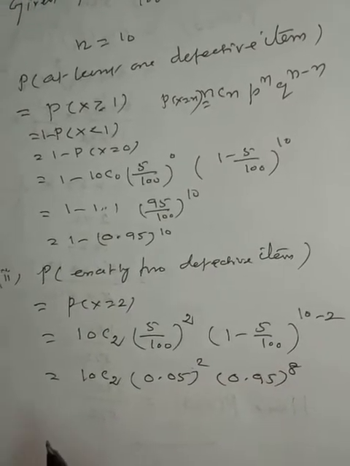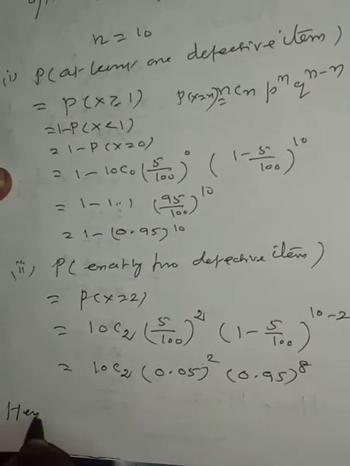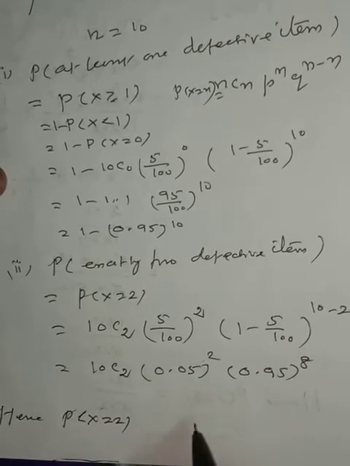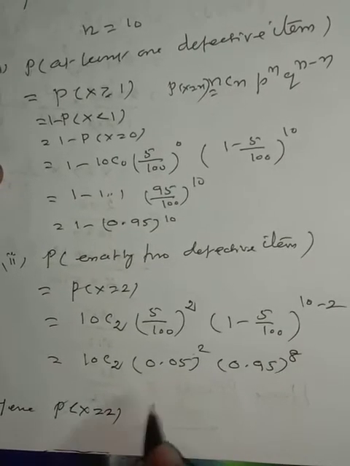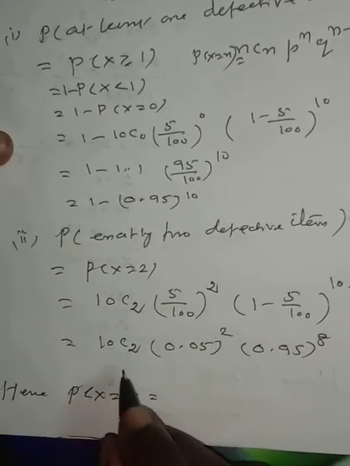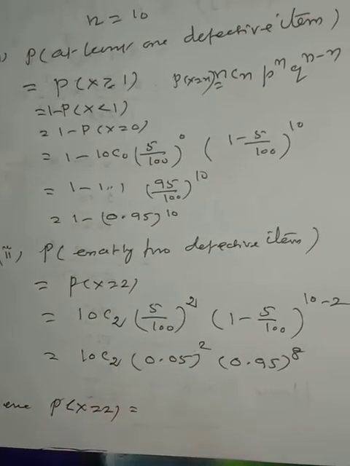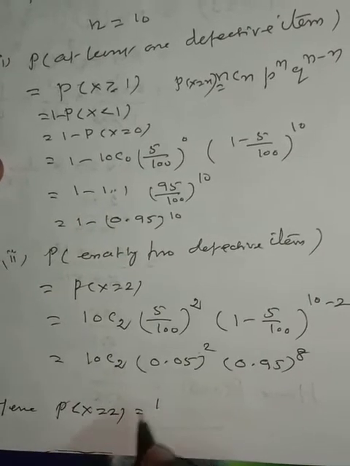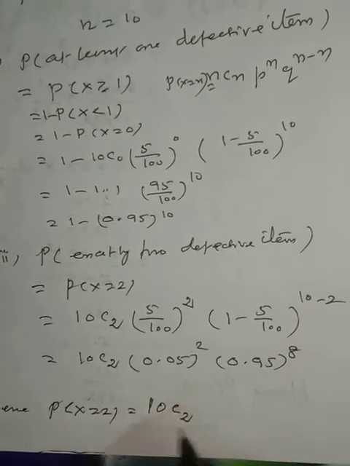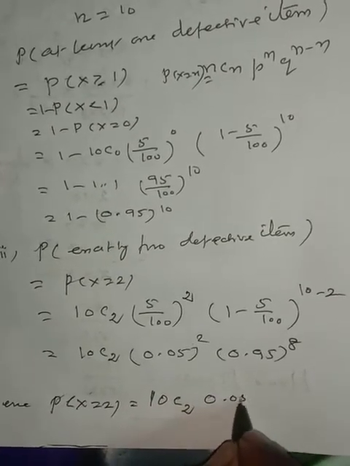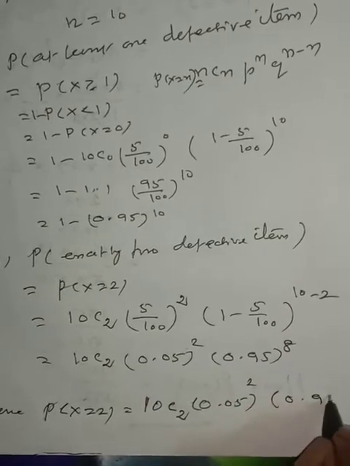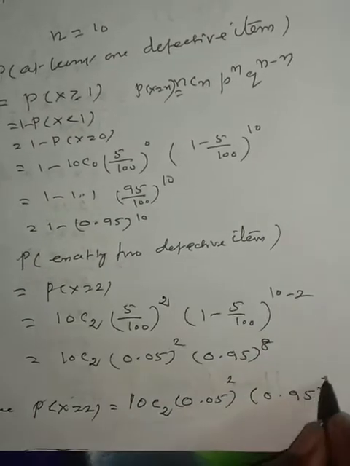Hence, P of x equal to 2, meaning exactly two defective items, is equal to 10C2, which is 10 into 9 by 1 into 2. Not necessary to compute 10C2; the book answer is this. So (0.05) whole square into (0.95) whole to the power of 8 is the answer.